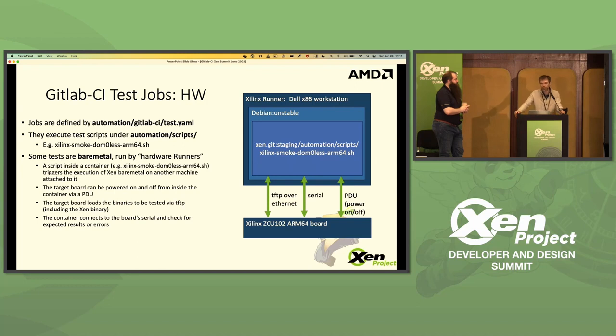In this case, the script is called Xilinx smoke dom0sarm64. It's actually very similar to the QEMU script, except that instead of getting QEMU to run and making sure the logs are correct, you use the PDU to restart the board. You place the binary in the right TFTP directory, and then you connect to the serial. This time it's a real serial, a ttyUSB0 instead of QEMU serial, still the same thing. And then you check that the logs are correct.